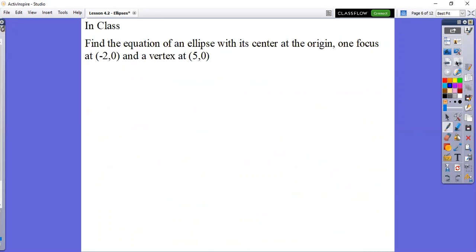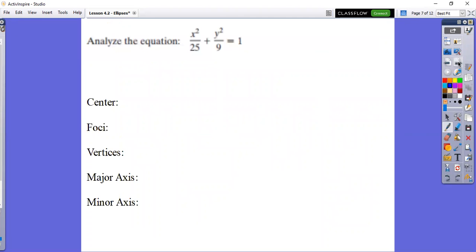All right, so let's look at what we can do analyzing some of the equations. So we'll get to this problem in class and analyzing the equation. So this time I'm given the equation of the ellipse, and I want to figure out some stuff about it. So the first thing that I can tell is the center is 0, 0. And we'll look at what it looks like when the center is not 0, 0 in just a few minutes.